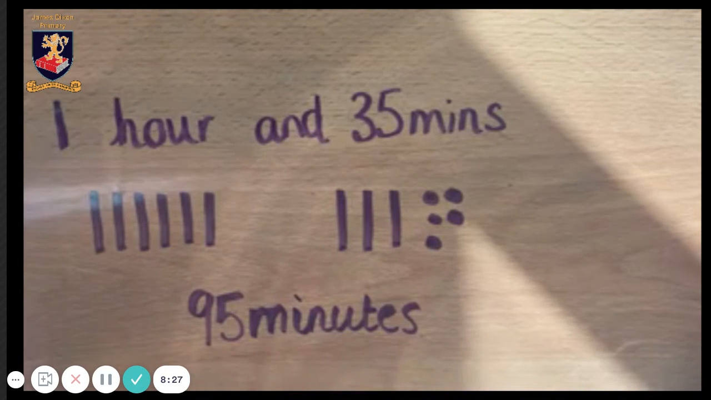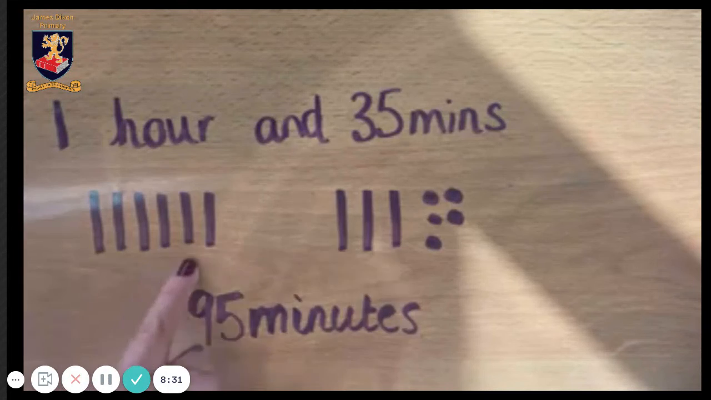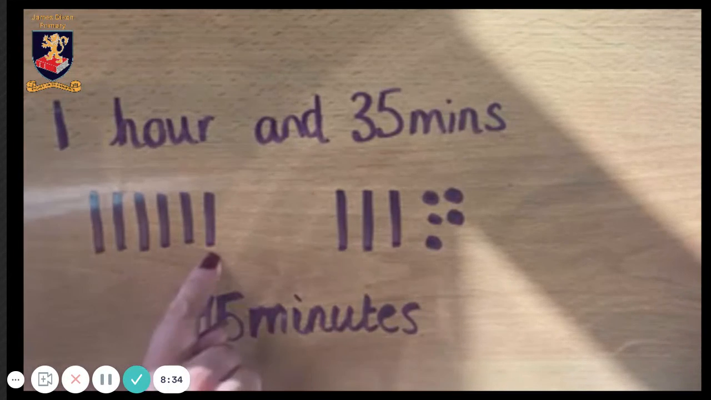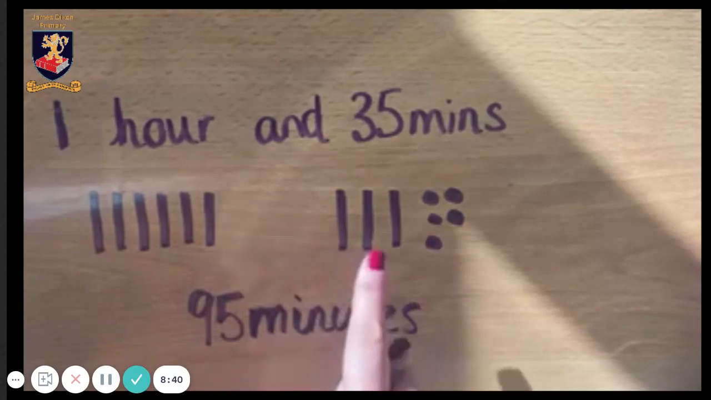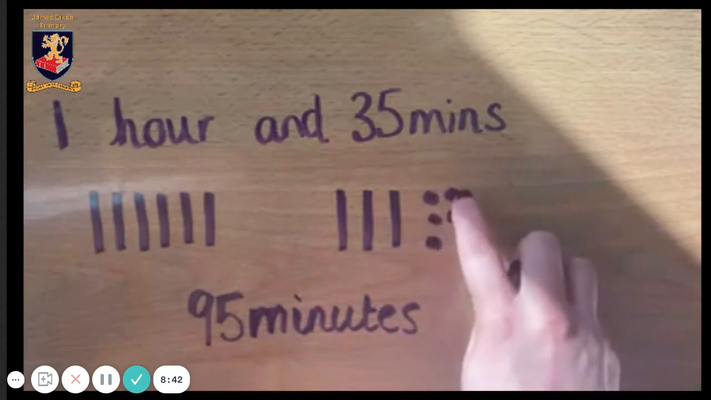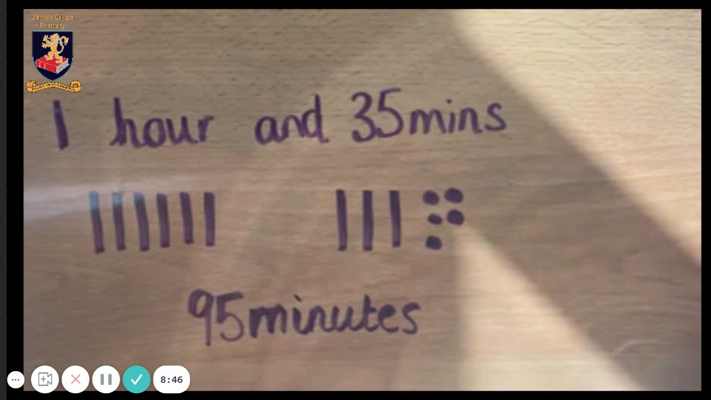You don't always have to start counting from 10. You already know that 1 hour is 60, so you can count on from 60. 70, 80, 90, 91, 92, 93, 94, 95. Do whichever way suits you best.